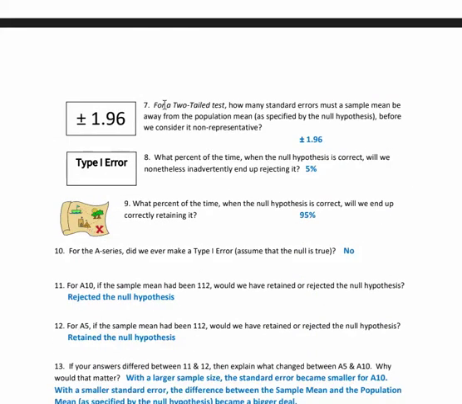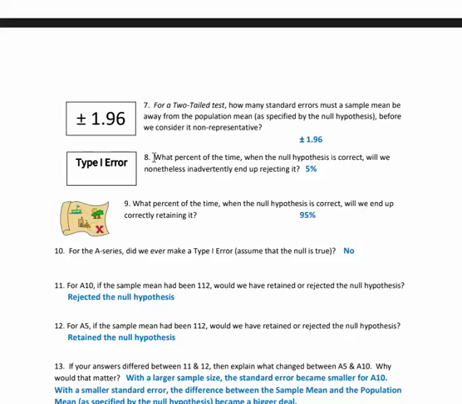Number 7, for a two-tailed test, how many standard errors must the sample mean be away from the population mean, as specified by the null hypothesis, before we consider it non-representative? And the answer is plus or minus 1.96. So if the sample mean is at least 1.96 or greater, then we would consider it non-representative. Or if the sample mean was at least negative 1.96 or less, then again we would say that the sample mean is not representative. It's too far away.